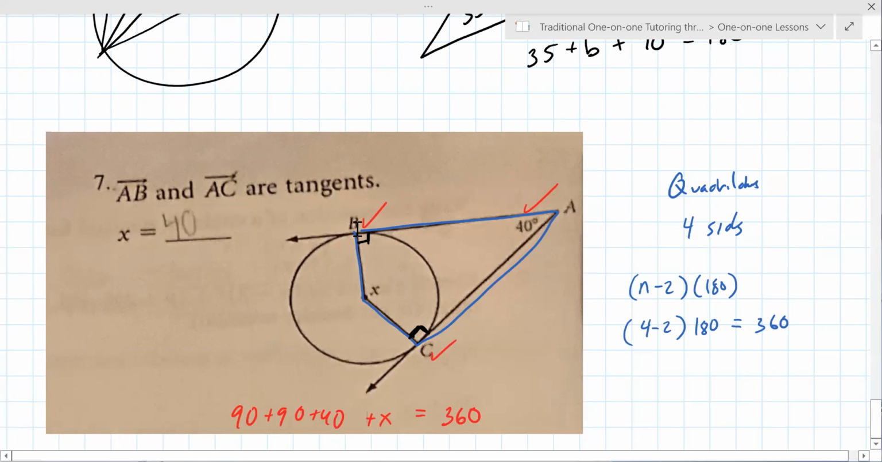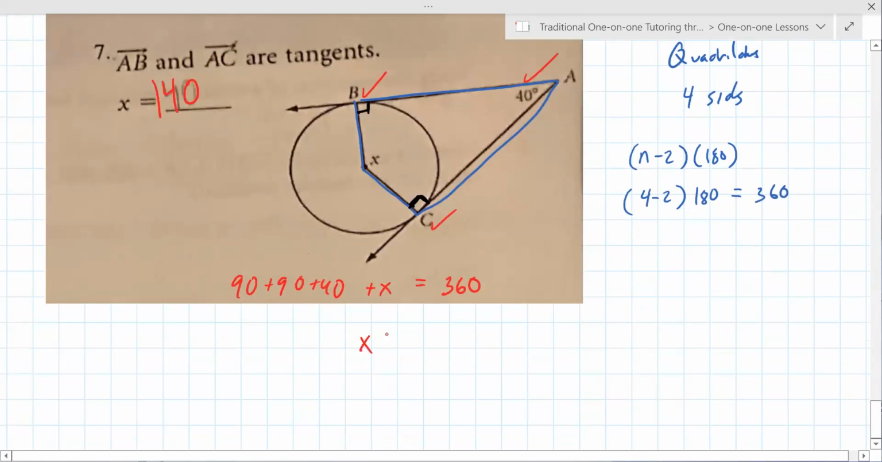There is another way to do this, but you don't have these formulas yet. So I know that it's 90 and 90 and 40. So then that's 220. And then I know that x just has to add up along with it. So it looks like it's 140.